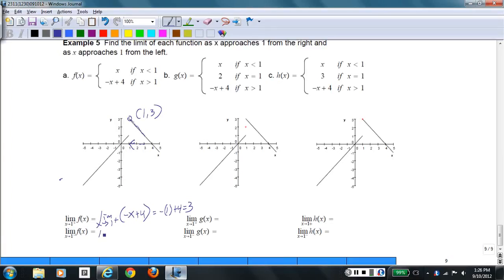This equals the limit as x approaches 1 from the left of that other rule, x. When x is a little bit less than 1, to the left of 1, it's defined by the expression x. So this equals what we get when we take 1 and substitute it for x, and that's 1. So as we're approaching from this direction, the point there is the point (1, 1), so the y-coordinates are approaching 1.